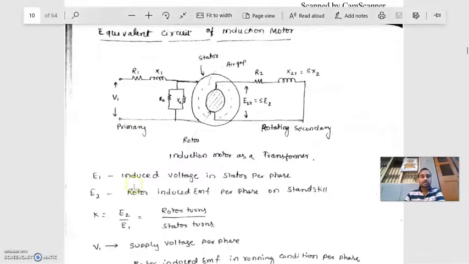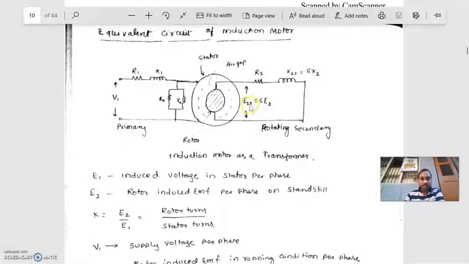Here, E1 and E2. E1 is the induced voltage in the stator per phase. E2 is the rotor induced EMF per phase at standstill. Only E2 represents the standstill condition of the rotor, while E2R represents the running condition of the rotor.